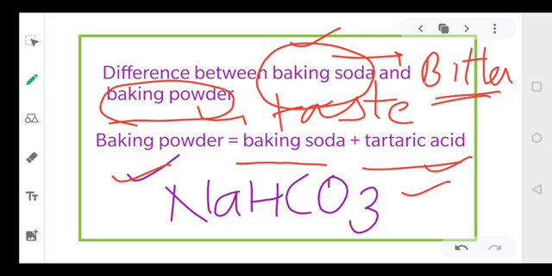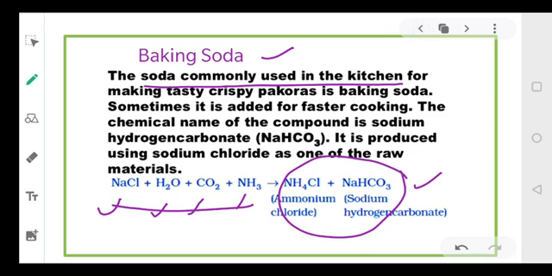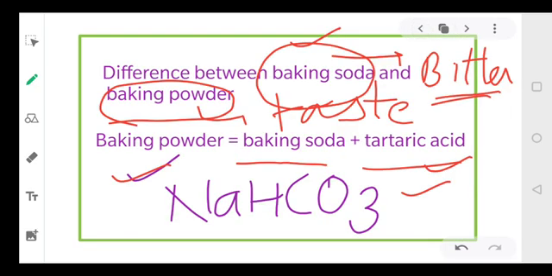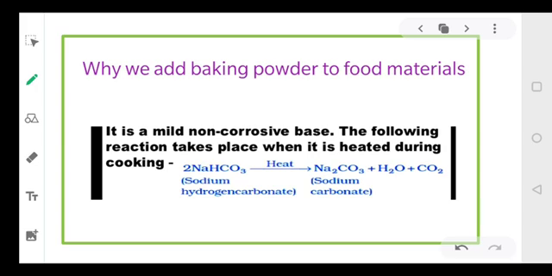So if you are asked what are the constituents of baking powder, there are two constituents: baking soda and tartaric acid. And what are the constituents of baking soda? There are four constituents: NaCl, water, CO2 and ammonia. So you have to be very clear and careful while answering the questions. Next is why we add baking powder to the food materials. Why do we need to add the baking powder, or why does it lead to cooking faster?